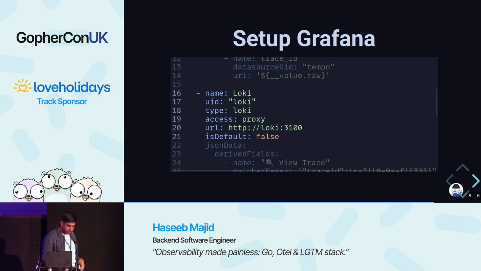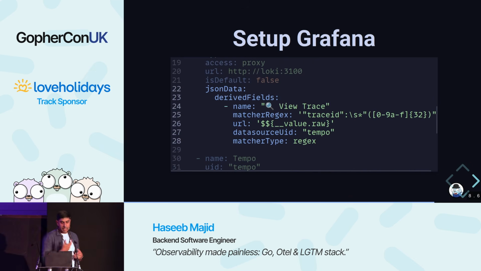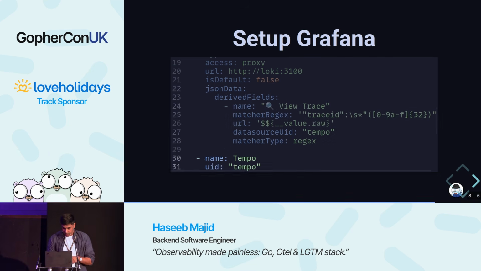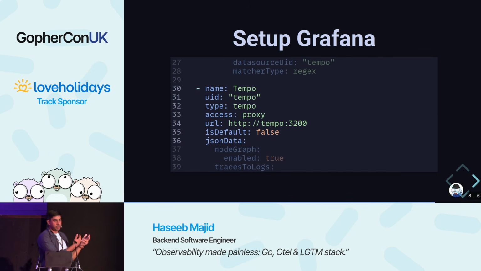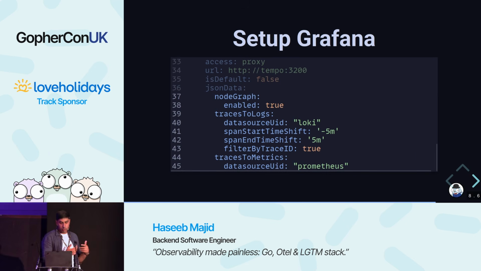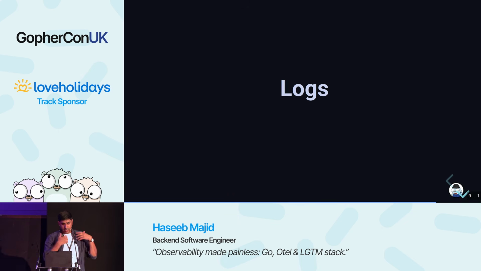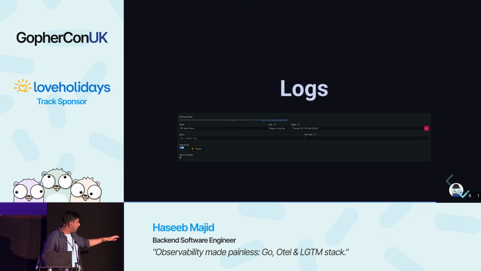Loki for our logs, we have this thing called the derived field, and that's basically just doing a regex check. And if it sees a trace ID, you can search that trace ID for our data source Tempo for our traces. And that's how we linked logs to traces. And then finally, we have Tempo, which is for tracing. And that will use trace to logs and trace to metrics, so we can link our traces to logs and metrics as well.